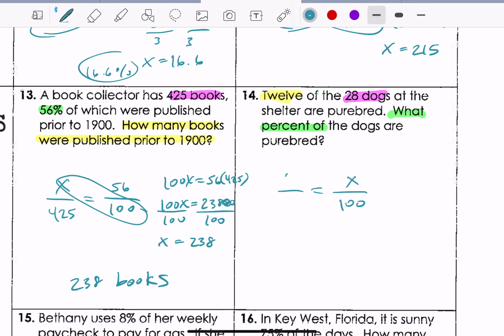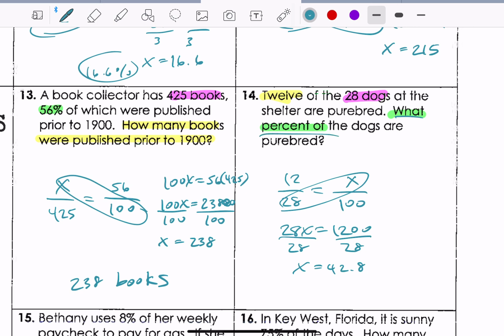So I'm going to put 12 on top, part on top, total on the bottom, 12 over 28. And now I'm going to set this up to solve. 28x equals 12 times 100, which is 1200. Divide both sides by 28. I get x is equal to 42.8. And remember, they wanted to know what percent of the dogs were purebred.